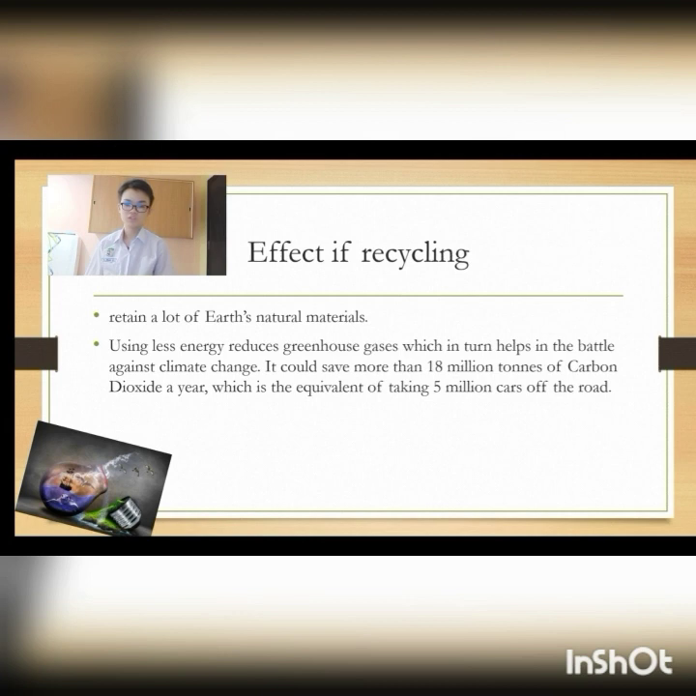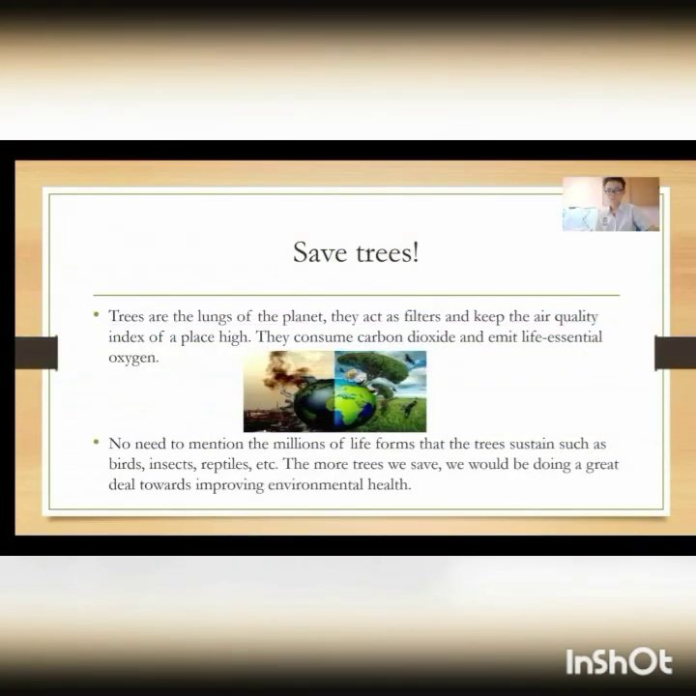Recycling can retain a lot of Earth's natural materials. Using less energy reduces greenhouse gases, which in turn helps in the battle against climate change. It could save more than 80 million tons of carbon dioxide a year, which is the equivalent of taking 5 million cars off the road.